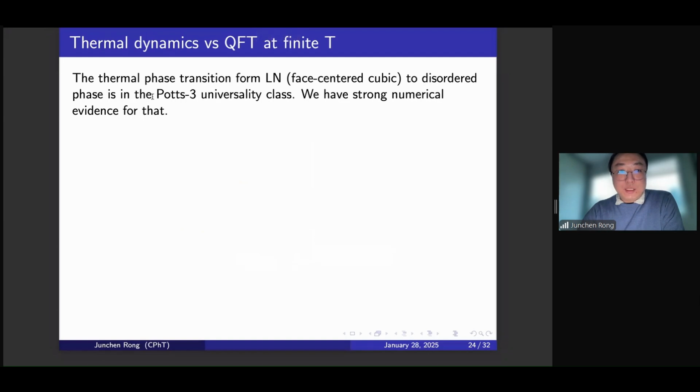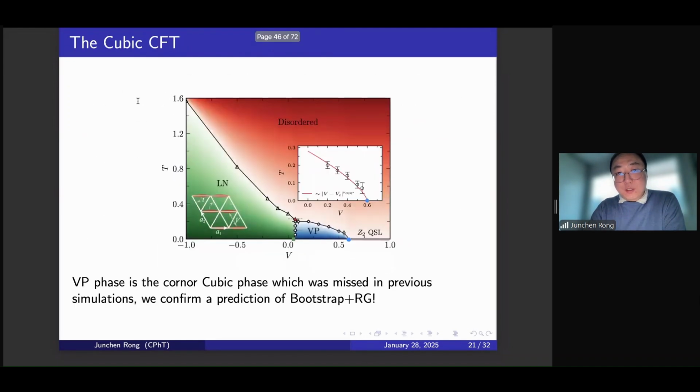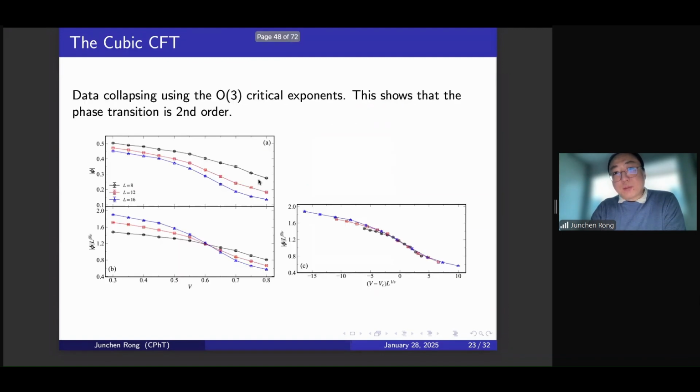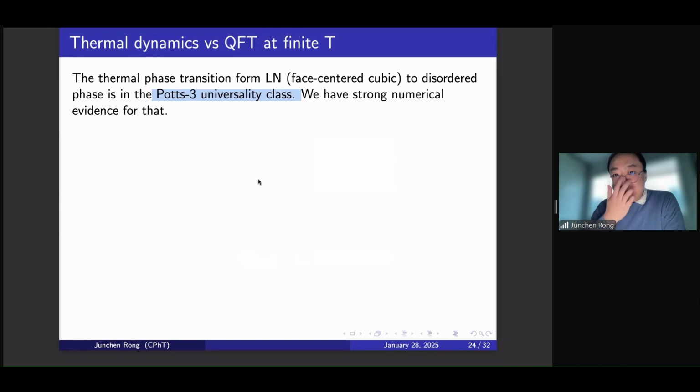So we did an analysis very similar to what we are doing here, and we showed that the transition from this side, from the face-centered cubic to disorder, is given by the Potts model, the three-state Potts model. We have very strong evidence for that, numerical evidence.